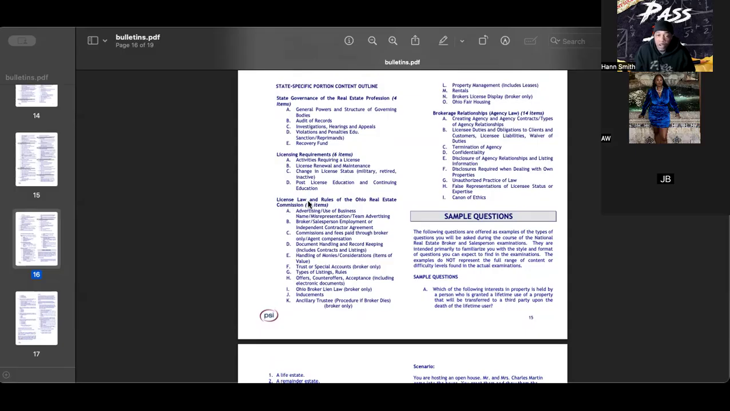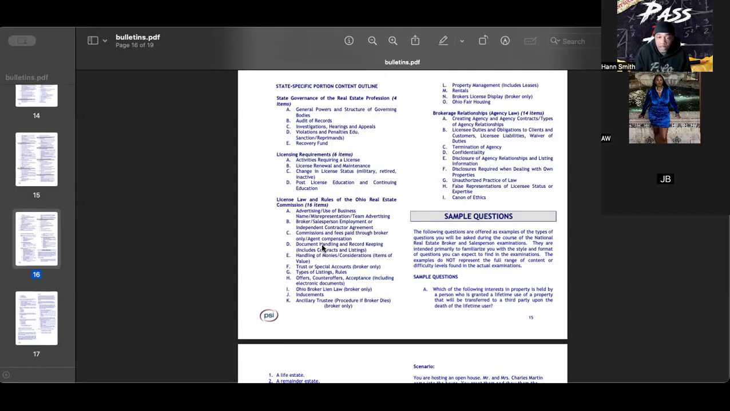So, what is the license law and rules of Ohio, or the Ohio Real Estate Commission? The reason why this is important is because this is directly you practicing real estate: how you're going to advertise your business, how to advertise team advertisement and stuff like that. Your agreement with your broker, the salesperson employment agreement, your subcontractor. We'll go over that, but we won't go over this section today. We're going to go over this one when we get to it. Commissions and fees paid through the broker. You've got to know that.